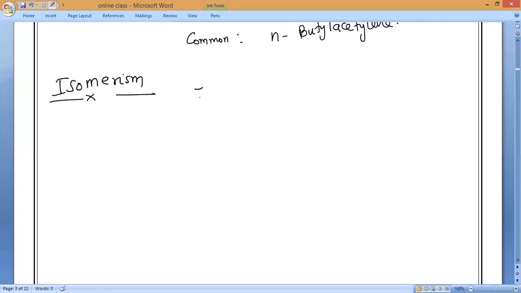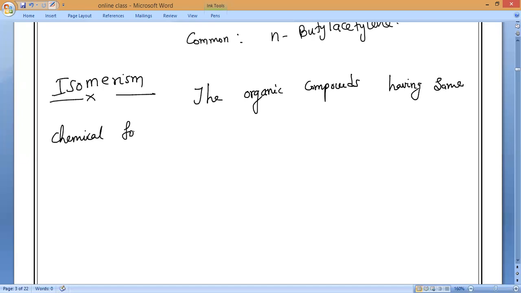The organic compounds having the same chemical formula but different structures and properties.